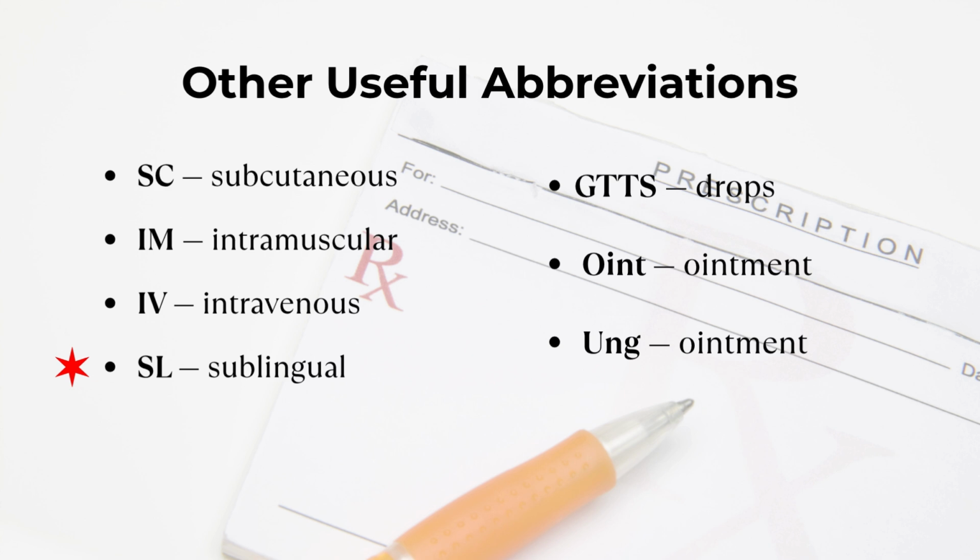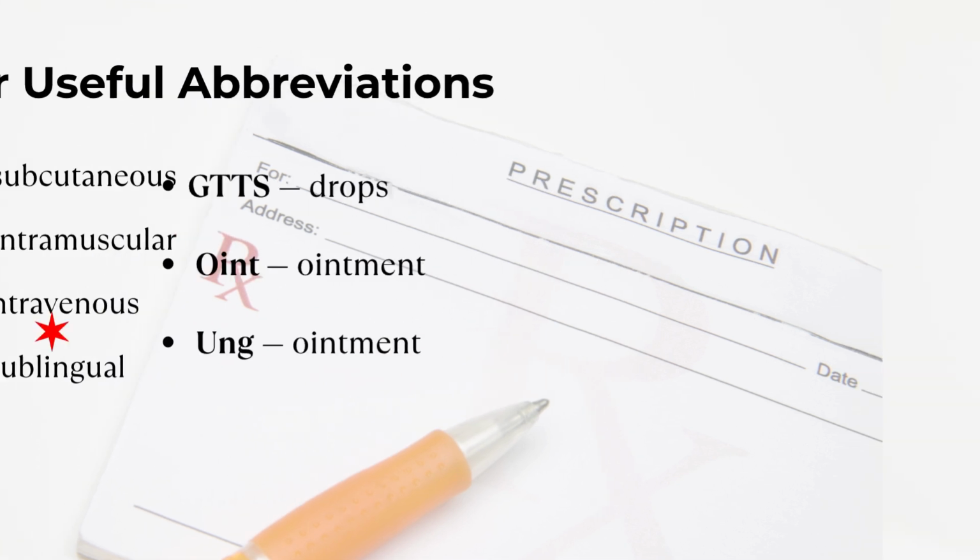SL stands for sublingual, which means placing the medicine under the tongue for fast absorption. Glyceryl trinitrate for angina is a classic sublingual medication. GTTS means drops, from the Latin guttae. You'll see this commonly on eye or ear drop prescriptions. OINT stands for ointment, which is a semi-solid preparation applied to the skin for local effects. Ung is the Latin word unguentum, meaning ointment. You might still see it used, especially in older prescriptions.